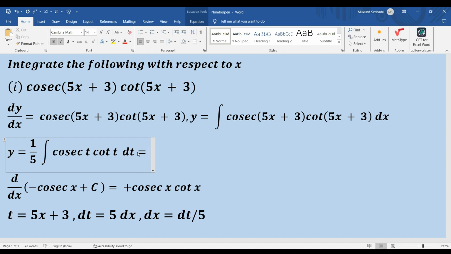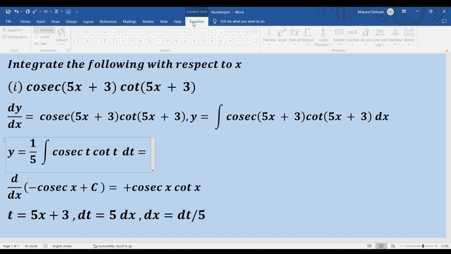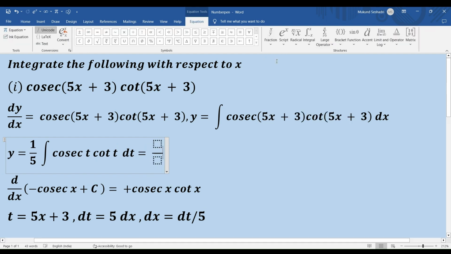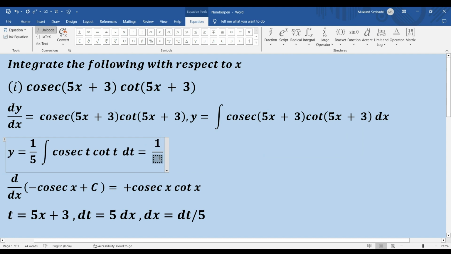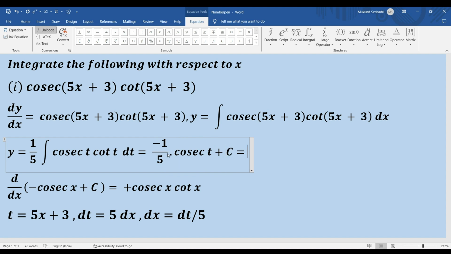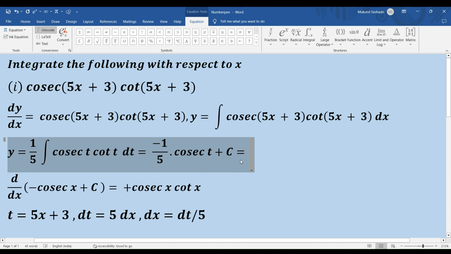So I go back to my y, and I have the answer with me. My integral of cosecant t cot t dt is nothing but minus cosecant t plus c, right? I still have my 1 by 5, so please do not forget that. 1 by 5 times minus cosecant t becomes minus 1 by 5 times cosecant t plus c, right? I know that my final answer has to be in terms of x, right? I cannot leave it in with t.